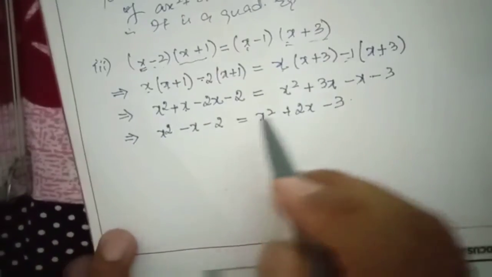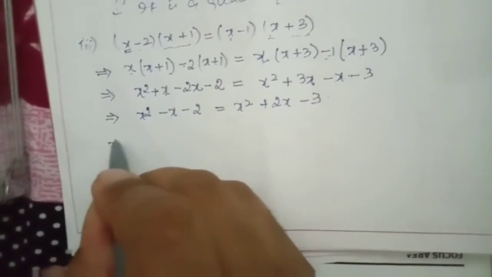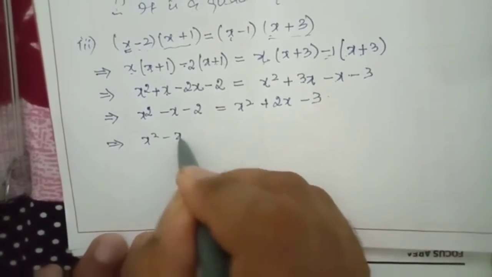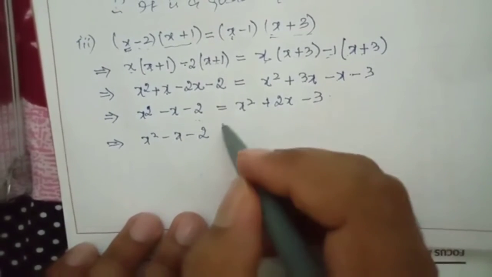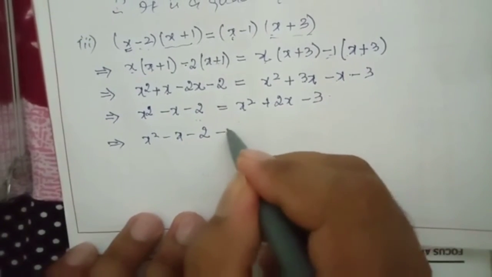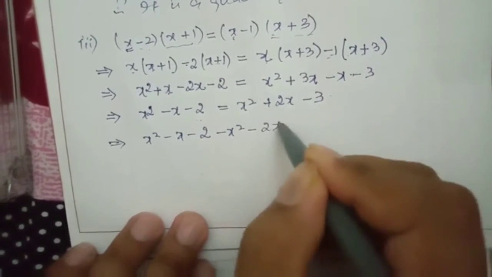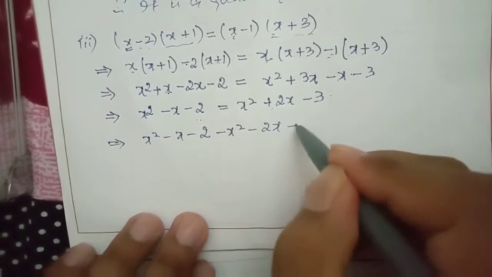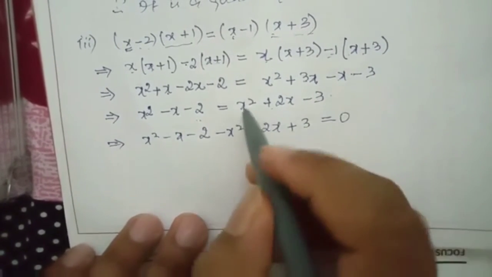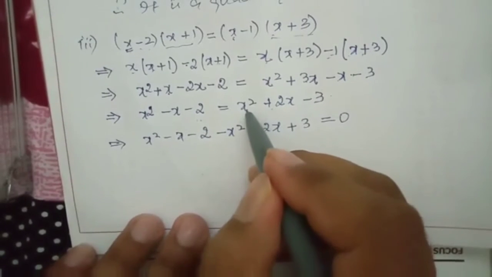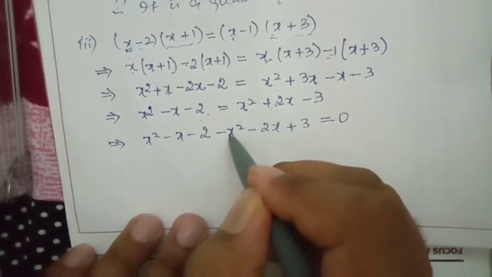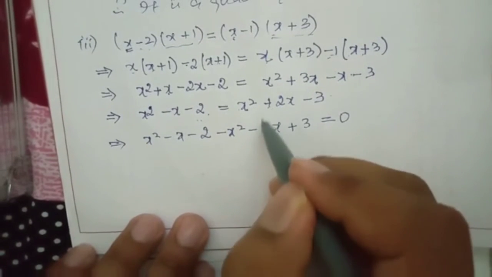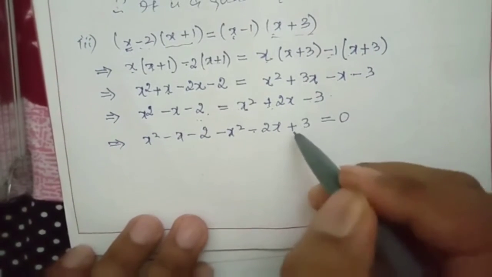Now I will do the transposition. This x square minus x minus 2, this x square I will transpose here to the left hand side. This is minus x square, minus 2x, the signs will change, this is plus 3 is equal to 0. This x square I transpose here, so its sign will change. Here it's plus, it will be here minus. It is minus, it will be here plus.